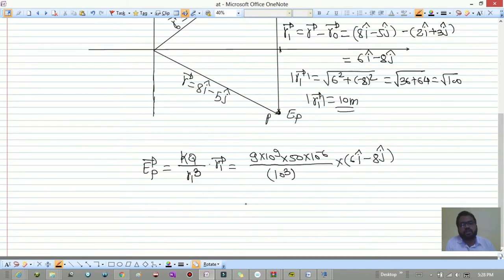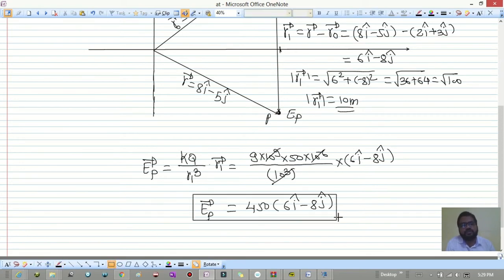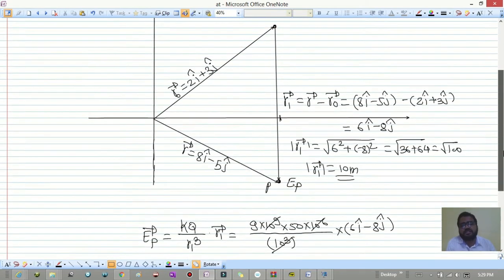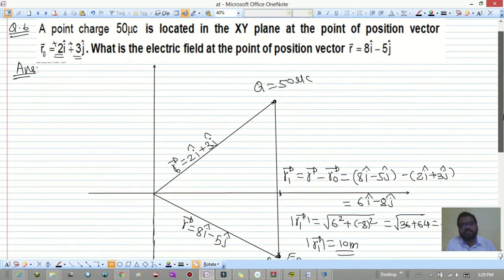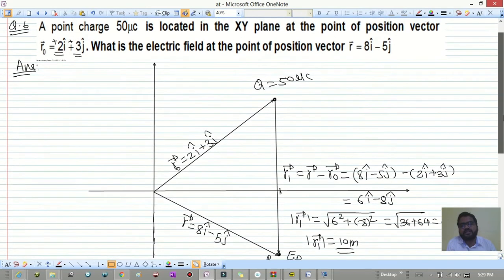So if you just solve this now, you will get, 10 to the power 3, 10 to the power minus 6 and 10 to the power 9 cancel. It is 450 in bracket 6i hat minus 8j hat. So this is the vector form of the electric field we have. I hope this is clear. For this you need vector knowledge, right?